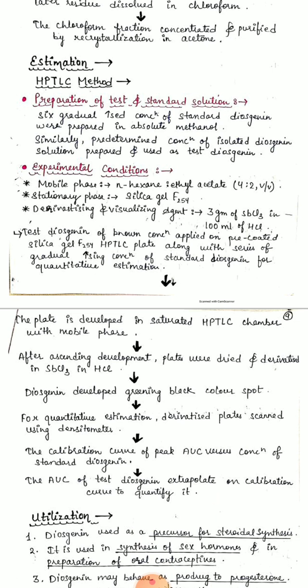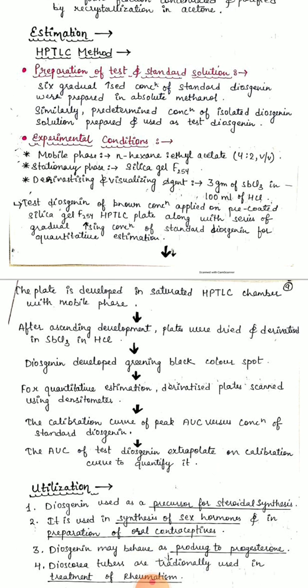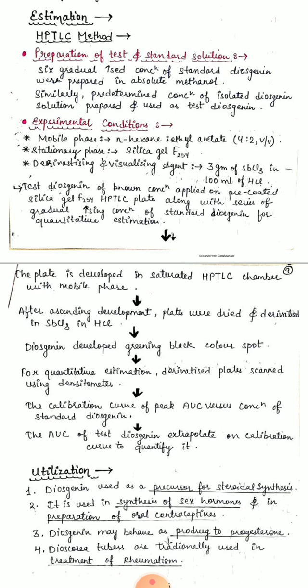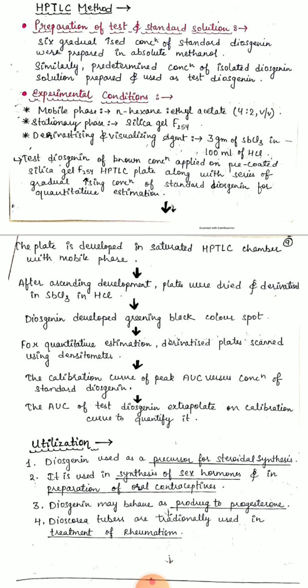3 gram of antimony trichloride in 100 ml of hydrochloric acid. The test diosgenin of known concentration is applied on a pre-coated silica gel F254 HPTLC plate, along with the series of gradually increasing concentrations of standard diosgenin for quantitative estimation. The plate is developed in a saturated HPTLC chamber with the mobile phase. After ascending development, plates are dried and derivatized with antimony trichloride in HCl.